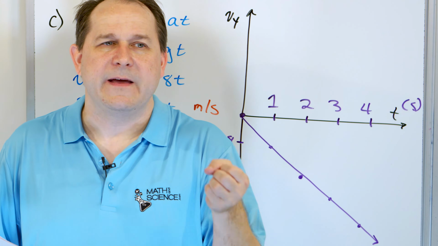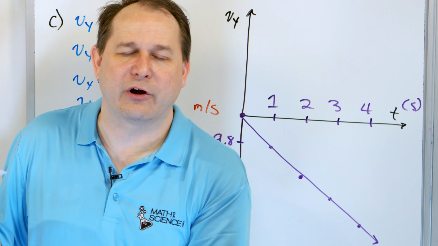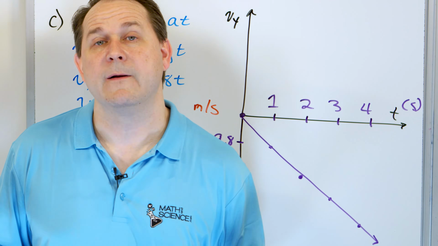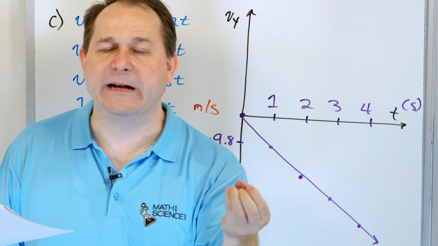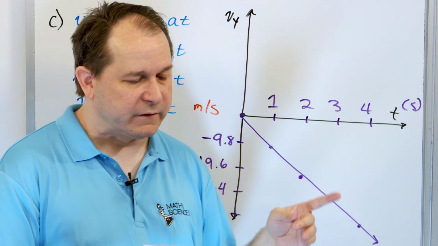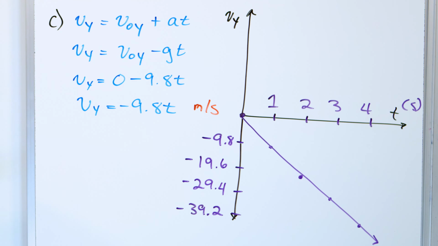Now, eventually, if you jump out of an airplane, the wind will start to make it where you can't speed up anymore. But if there was no air, you would just continue speeding up and speeding up until you just splat into the ground. So this is a graph of the vertical velocity.